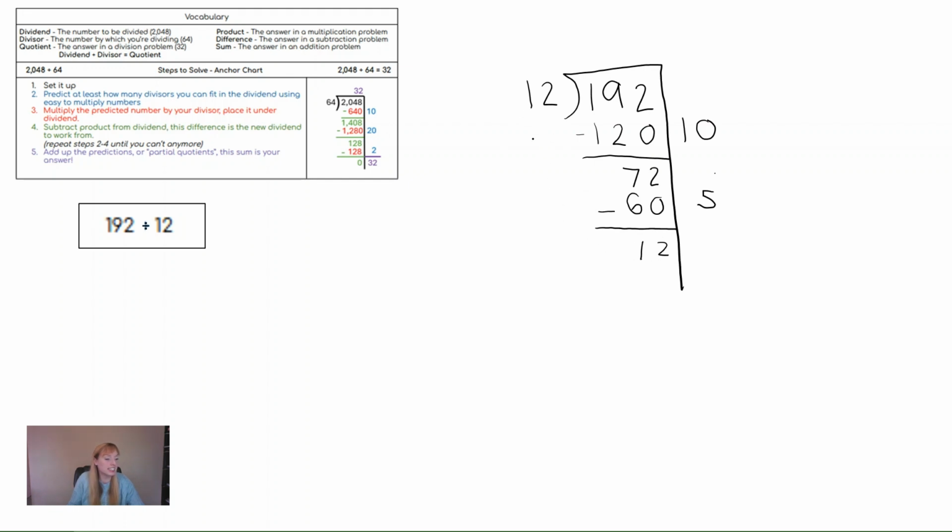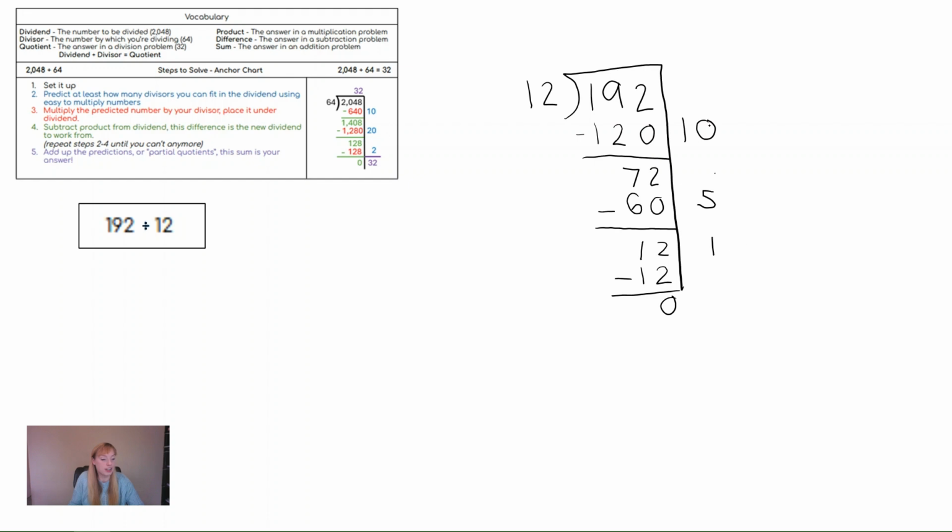Step 2, predict at least how many divisors, 12, I can fit in my new dividend, 12. Well, we know we can fit exactly one group of 12 in 12. Now I multiply that prediction by the divisor. 1 times 12 is 12, and I place that underneath. Now step 4, subtract. That's going to leave me with exactly 0. So I have to stop repeating those steps and move to the final step 5.